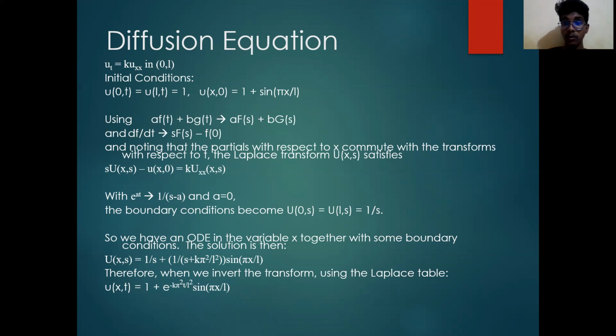The Laplace transform u(x,s) satisfies s u(x,s) minus u(x,0) equal to k u_xx, where e to the power at is taken as 1 by s minus a, and a equal to 0. The boundary condition then becomes u(0,s) equal to u(1,s), that is equal to 1 by s. So we have a second order differential equation in the variable x together with some boundary conditions.